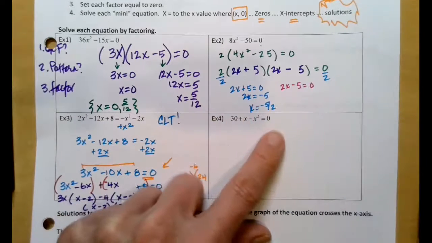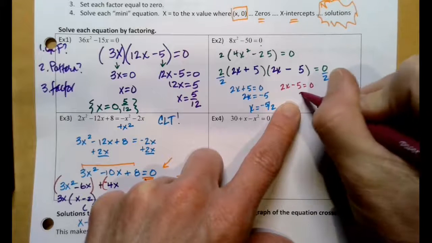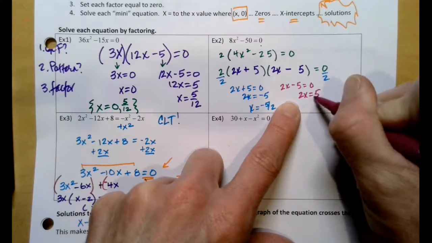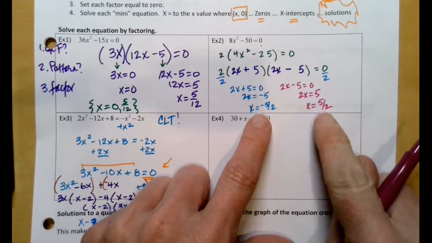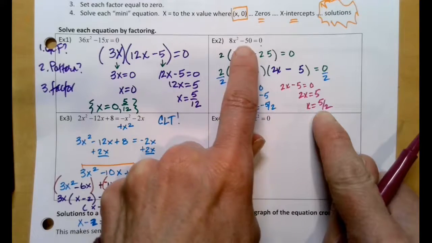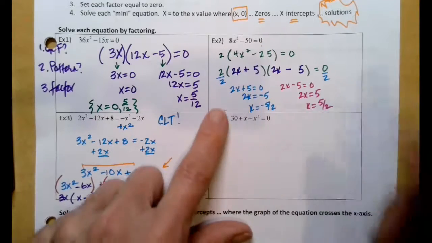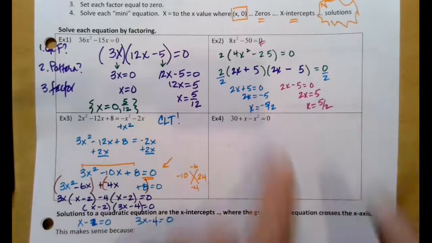x can be negative 5 halves, or x can be positive 5 halves. So these are the 2 solutions. These are the values for the variable that make this equation true, which means that's where my output is equal to 0. So these are my zeros.